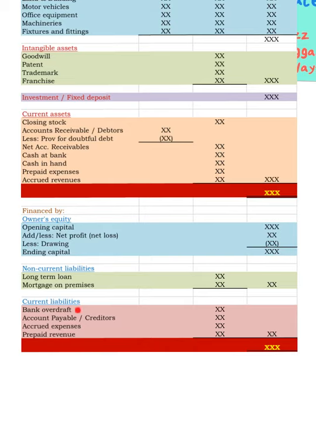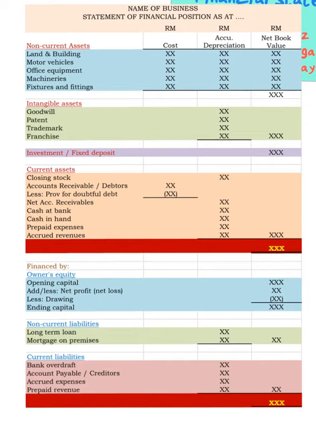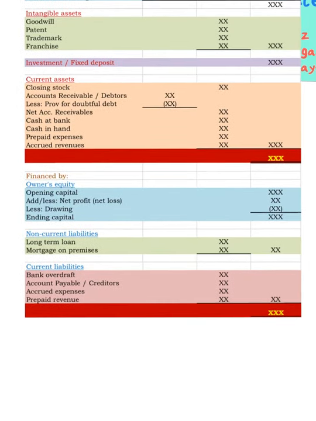Then we go to our current liabilities. Our current liabilities normally consist of bank overdraft. If you have bank overdraft here, then you might not have cash in bank here. There will be no cash at bank here because you have the bank overdraft here. Okay, so we have accounts payable or creditors. This may be your suppliers that you have not yet settled the payment, and whatever accrued expenses, the ones that you have already used the benefit but you still do not pay, and also the prepaid revenue.